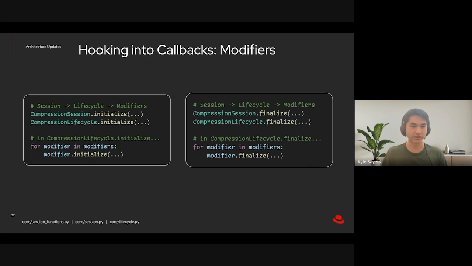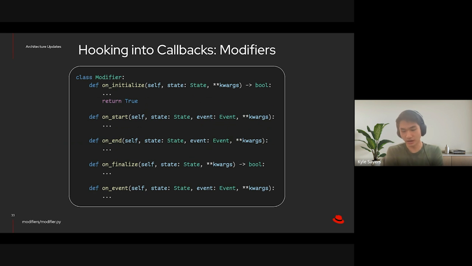The other thing to mention here is that there are special events called initialize and finalize. These go through slightly different pathways to get to the modifiers, but at the end of the day it's the same idea, where we're iterating through our modifiers with the event that we're trying to call back with. So finally, we're at the point where we have a modifier and we're trying to implement on it. All modifiers implement these five methods. The order displayed here is roughly the order in which they happen, except for on event, which usually happens in between start and end.